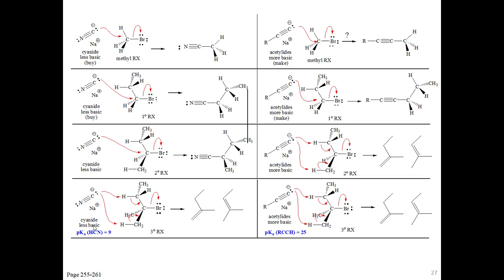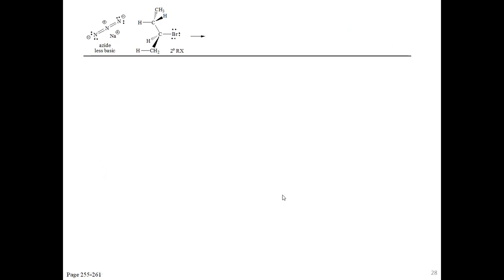We come down and look at the pKa's of the conjugate acid. Conjugate acid of cyanide is hydrogen cyanide, pKa of 9. So that's a pretty stable anion, pretty low pKa, pretty strong acid. If I look at the terminal acetylide, that would be an alkyne, and pKa is 25, much less strong an acid. It's a very weak acid, and much more reactive base up here. So more E2 favored.